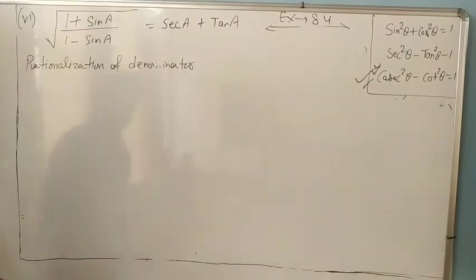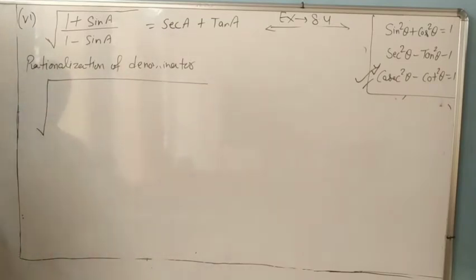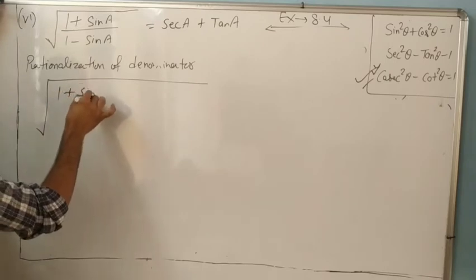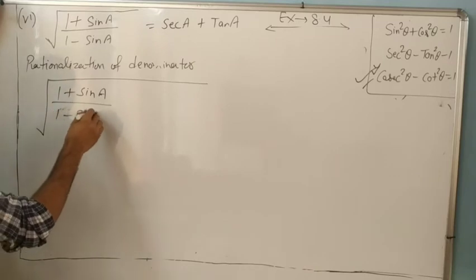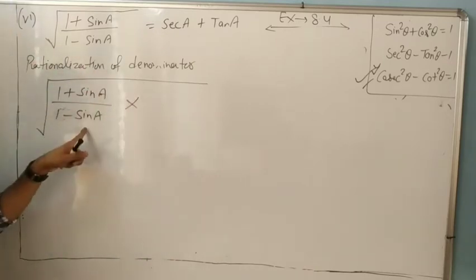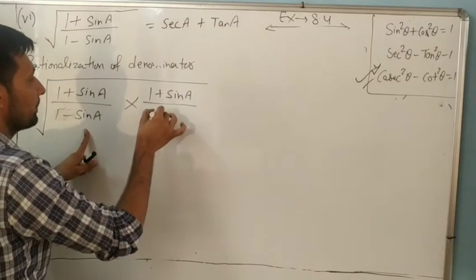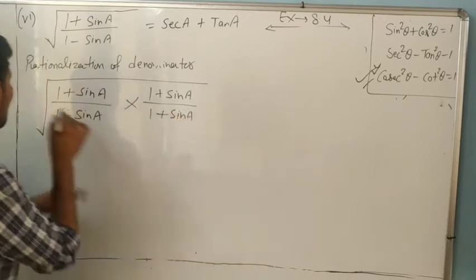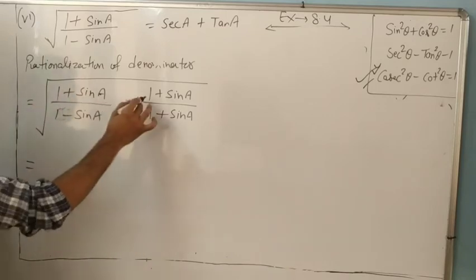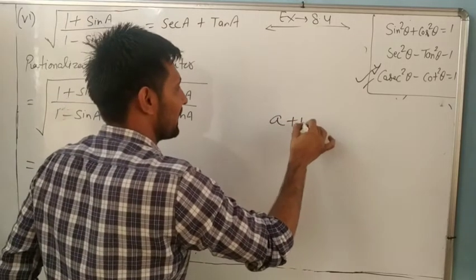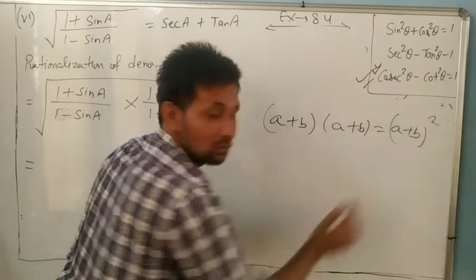Do you remember? Look at. First we will use the big sign. Why? Because we have 1 plus sin a upon 1 minus sin a. Rationalization means change the sign only. Multiply by 1 plus sin a upon 1 plus sin a. What are you observing? a plus b into a plus b, how much? a plus b whole square.